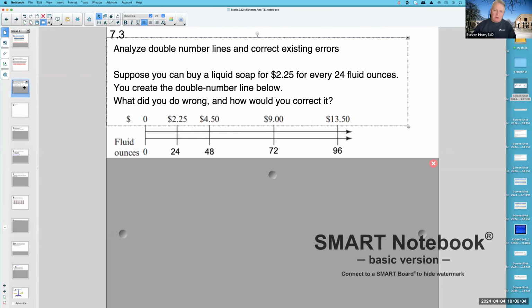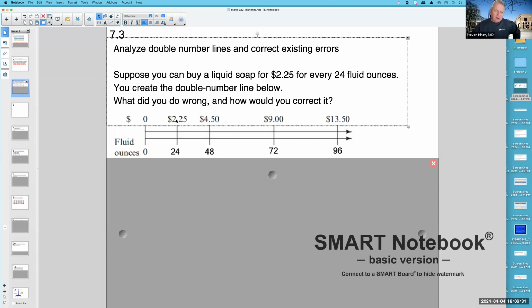Next one, we had double number lines. I'm going to explain this one to you because I have the hindsight here of what people do wrong. So suppose you can buy a liquid soap for $2.25 for every 24 fluid ounces. So I'm making this double number line here. What did I do wrong when I made this double number line? That's kind of a vague question, but mathematically, where does it go wrong?